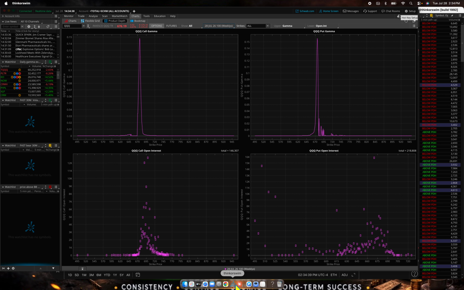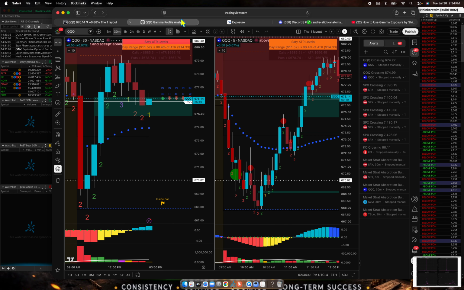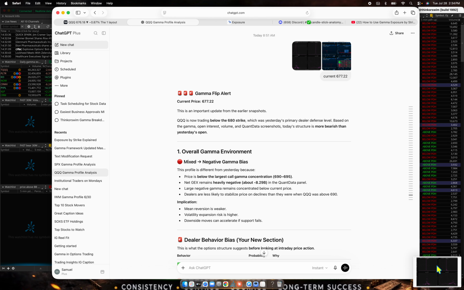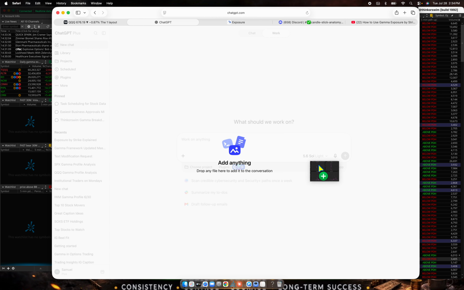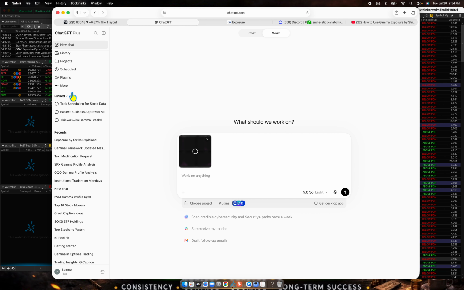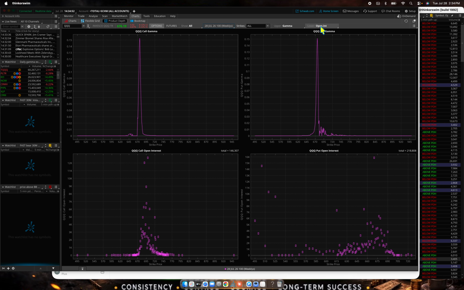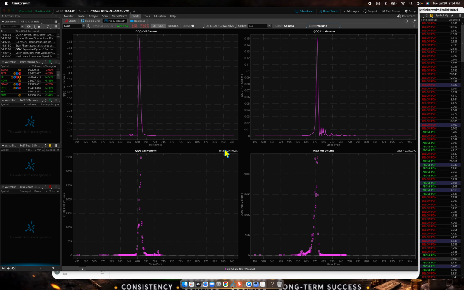I click on capture, then I go over to ChatGPT and slide it right in here. Then I change this from open interest to volume. Now we also have the call volume and the put volume. Remember, on Mondays you won't be able to get this until the market actually opens. I would suggest you wait at least about 15 minutes to let it get going on Mondays. Tuesdays through Fridays, you will be able to get the open interest prior to market open.